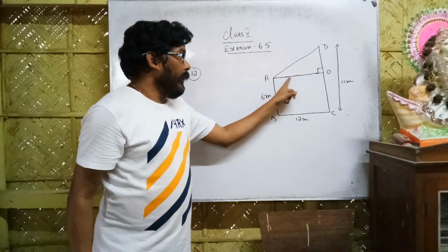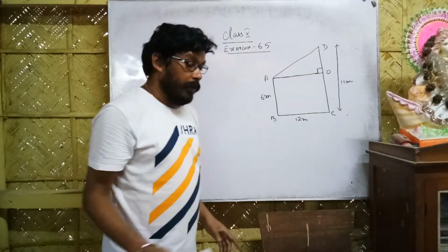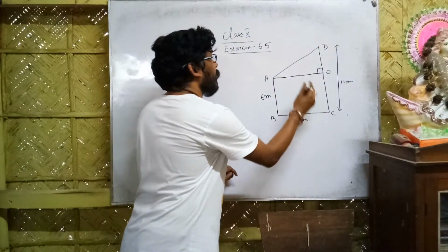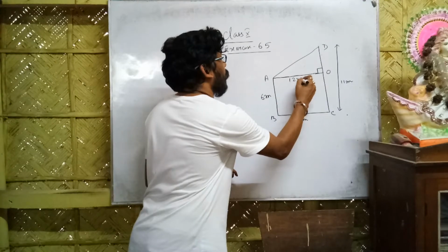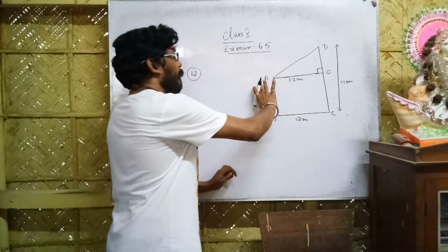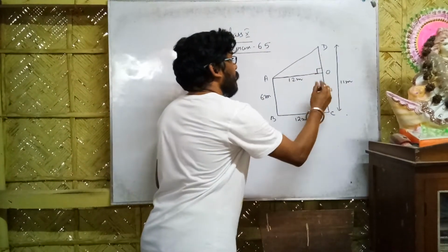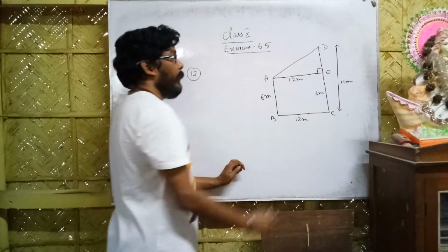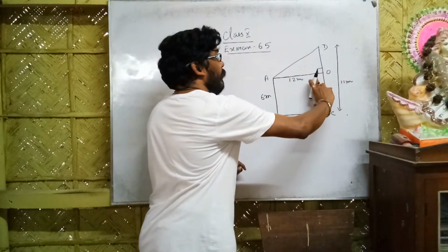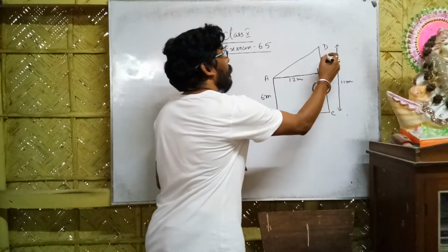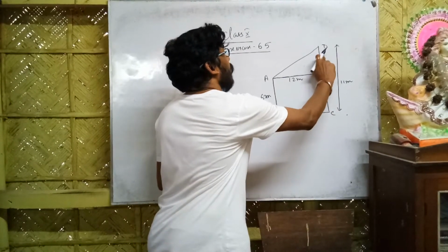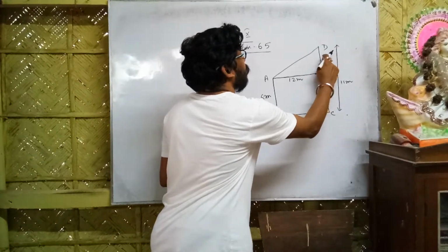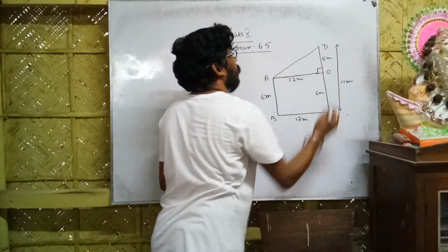Construction what I have done? AO perpendicular DC. Now look at the diagram. If BC is 12 meter, AO also will be 12 meter. AB is 6, so this much part is 6 meter. OC is 6 meter. So complete was 11. This much it is 6. So 11 minus 6, how much we will get? 5 meter. OD is your 5 meter.